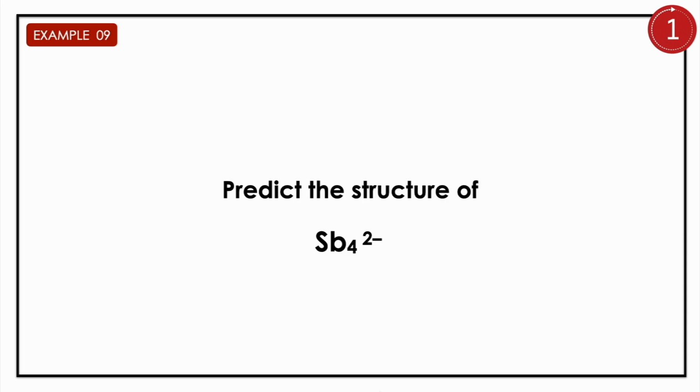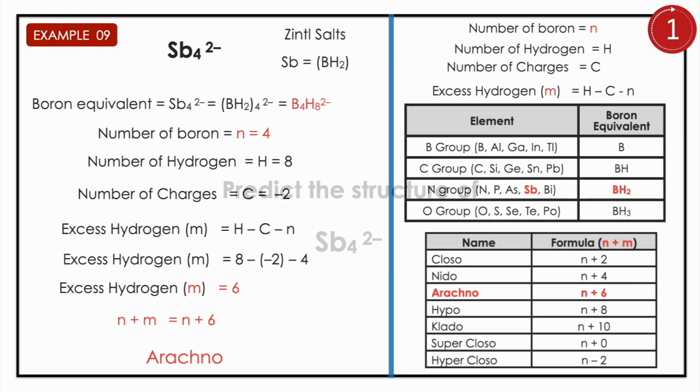Then the next example, here you have Sb4 2 minus, that is antimony dianion. You should find the structure using Wade's rule. Here Sb metal cluster is given, clearly a Zintl salt. So we should find boron equivalent. Antimony is in nitrogen group. The equivalent of boron will be BH2. So if you substitute BH2 for Sb, the formula becomes (BH2)4 2 minus. If you rewrite it, it becomes B4H8 2 minus. The compound becomes simple borane.